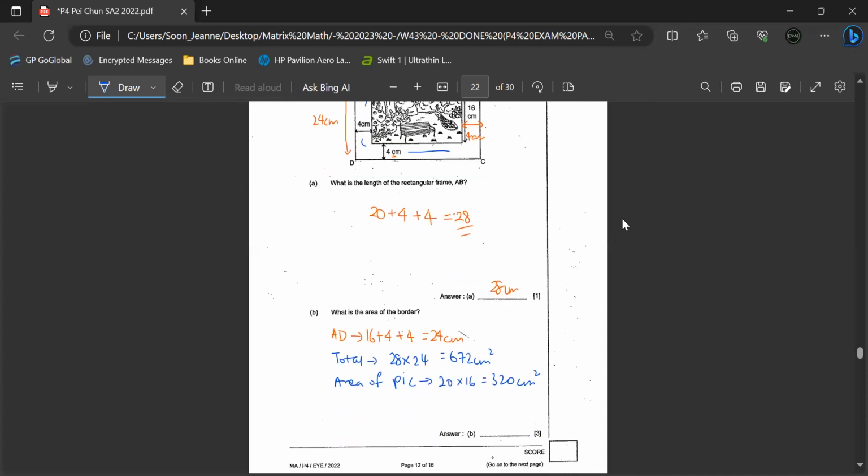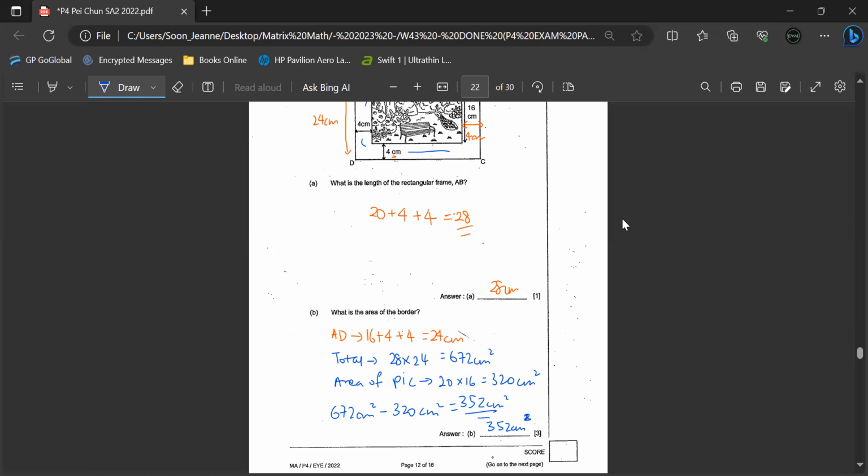So what we want to find is the border, right? So we just take away the area of the picture from the total area. So 672 minus away 320. Your answer is 352 square centimeter. Okay, so remember to write your unit properly. Understand?